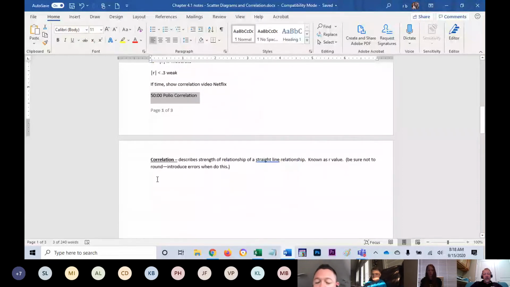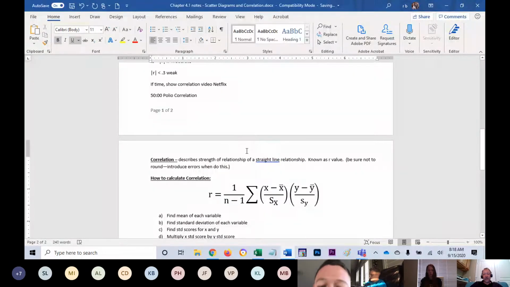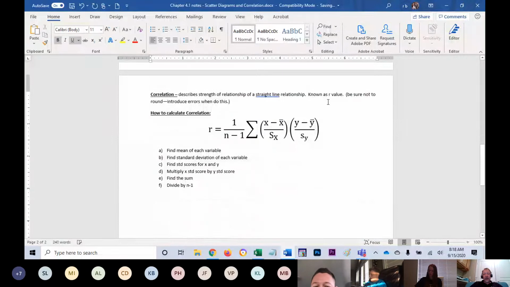So the correlation coefficient describes the strength of the relationship, but it assumes that it's a straight line. This is known as the R value, and this is going to be a bummer because we need to be sure not to round, because if you round too early, we're going to introduce errors.